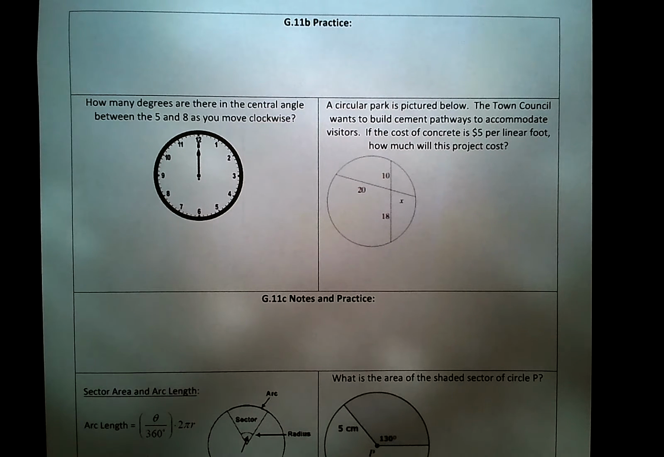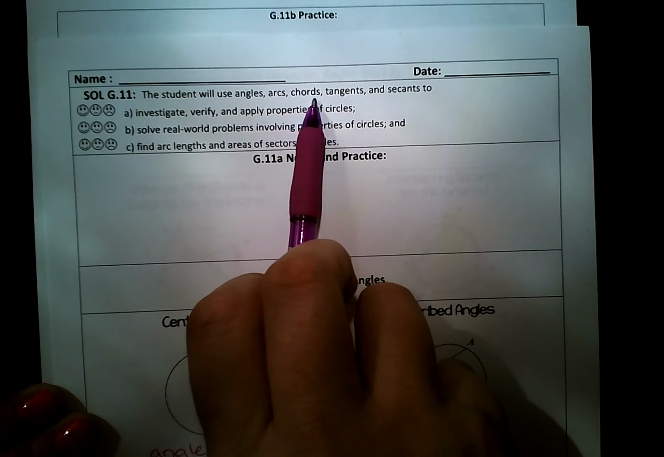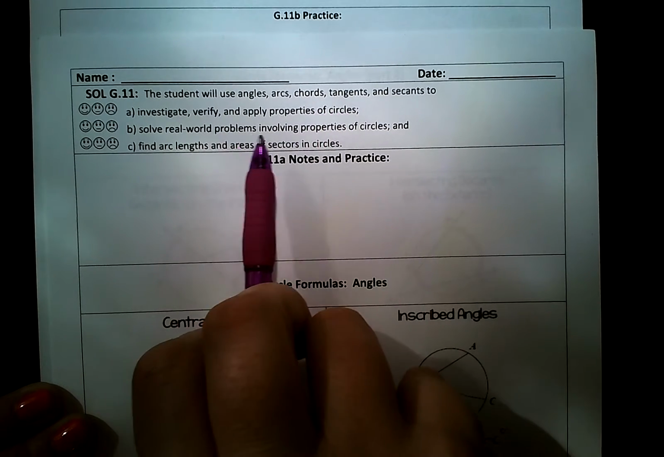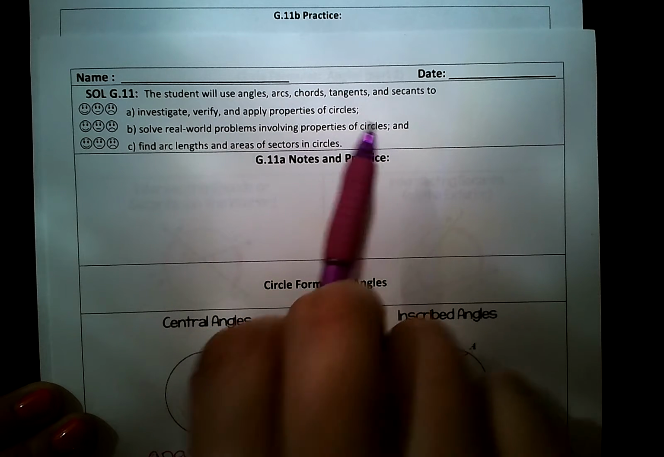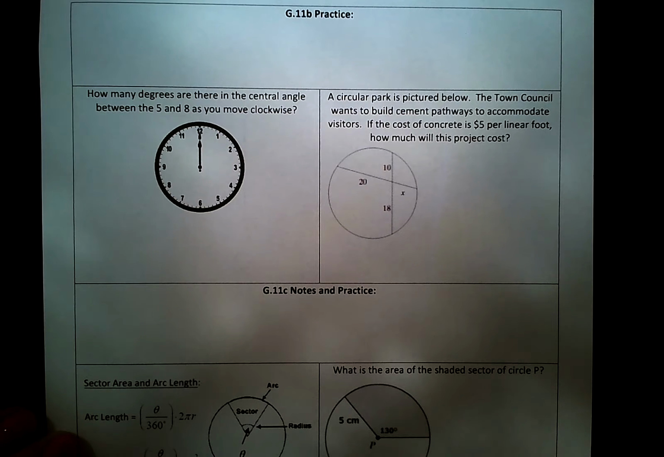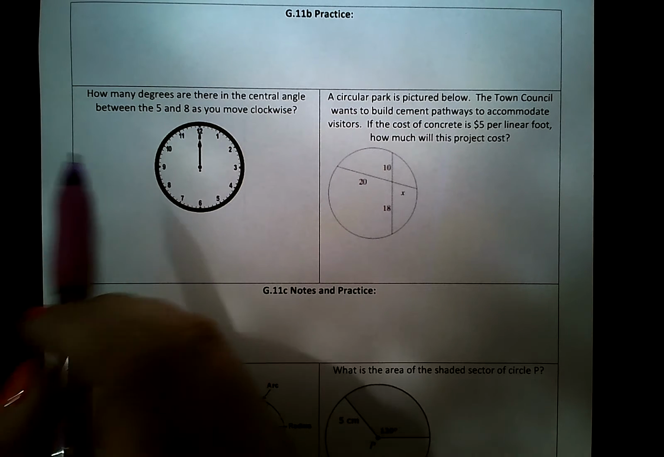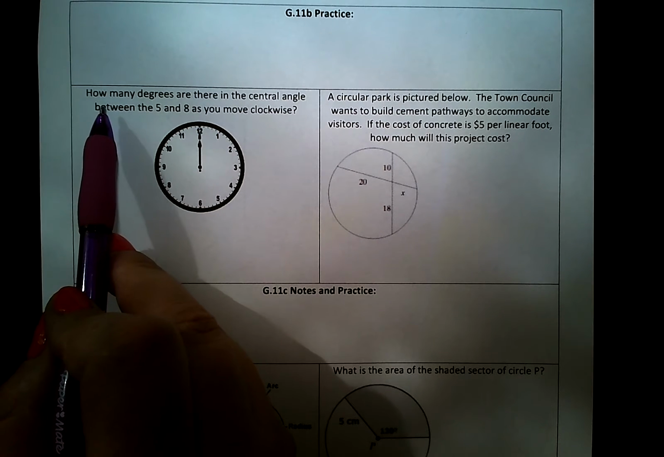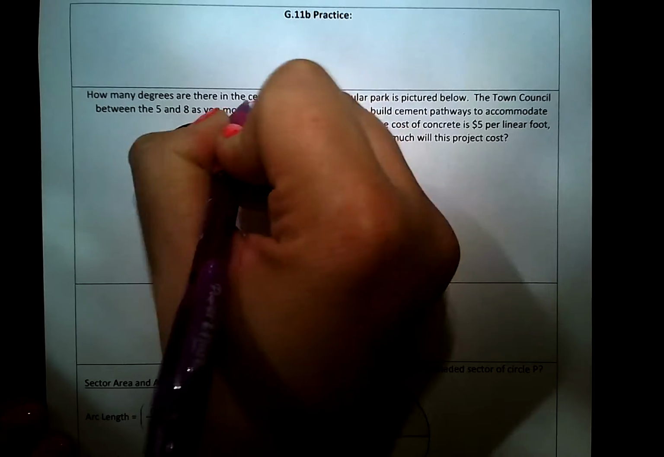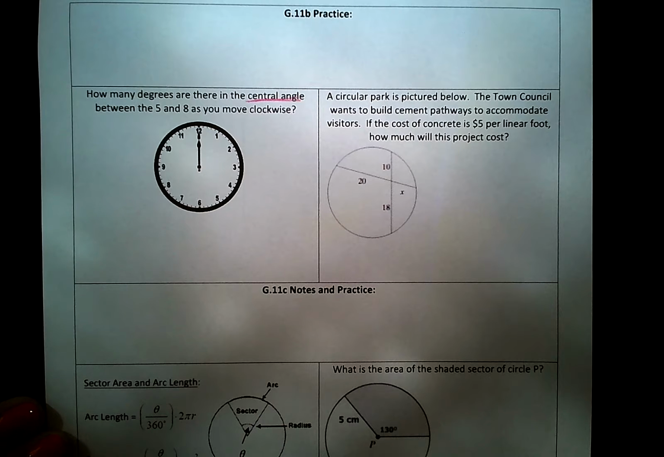Part B asks us to use angles, chords, arcs, tangents, and secants to solve real-world problems involving properties of circles, aka word problems. So let's check out a couple examples here. On the left, how many degrees are there in the central angle between 5 and 8 as you move clockwise?